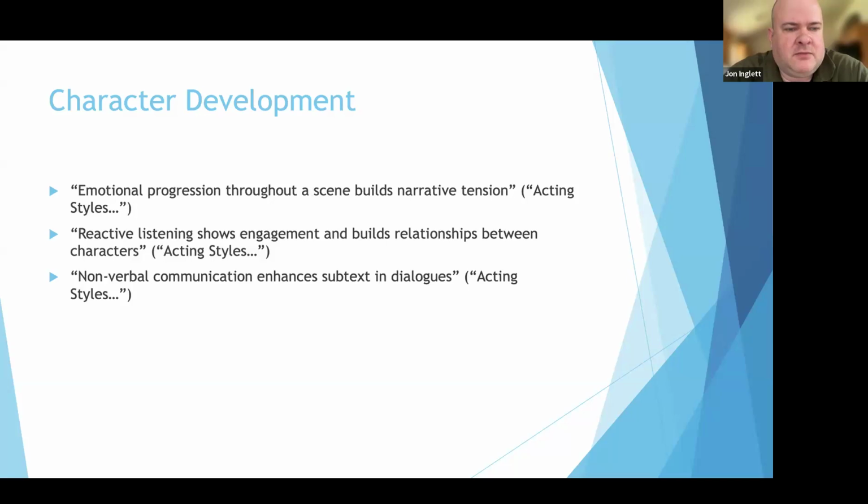Other character developments include emotional progression throughout a scene that builds narrative tension, and reactive listening shows engagement and builds relationship between characters. So a character's not speaking, they're just listening. How do they listen in the scene? Watch how they listen in the scene as opposed to speaking. And that also relates to nonverbal communication. Nonverbal communication enhances subtext and dialogue, but it also builds relationships between characters. All right, those are different character developments. Connect those to a film, analyze each development and provide examples from the film, and you'll write a good analysis.